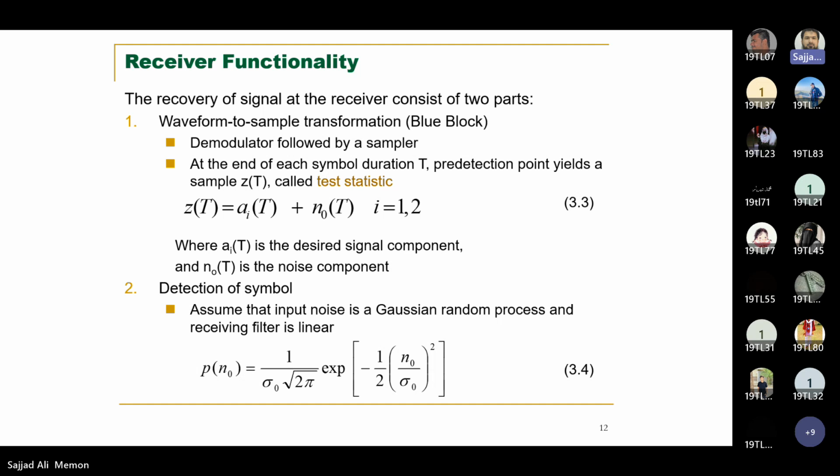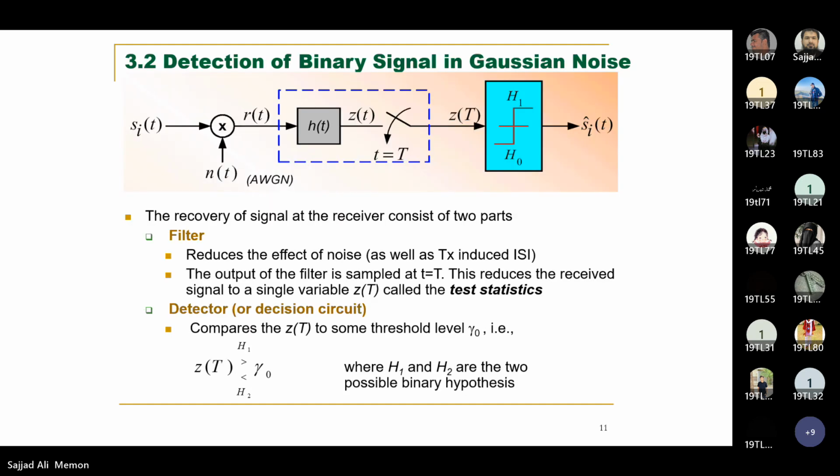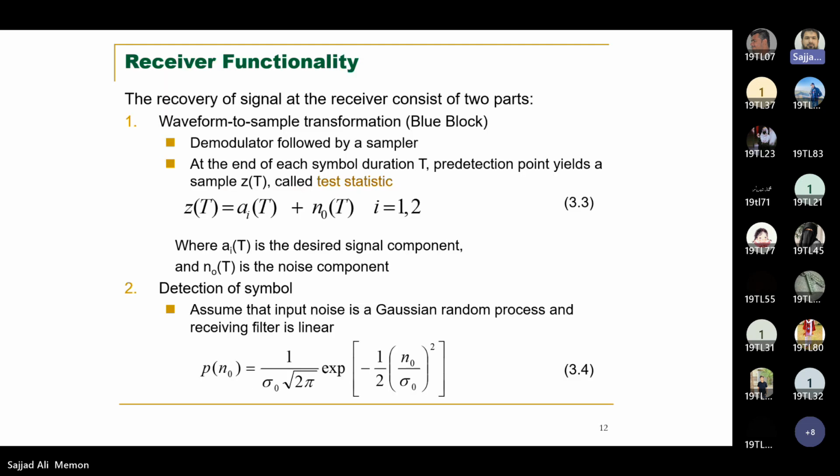So the recovery of the signal at the receiver consists of two parts. First is the waveform to sample transformation, that is the blue block diagram in the previous figure, where we convert the received waveform into the sample. As you can see, R of t is a received waveform, but here we only allow one sample, and that we call the test statistic, and that will be decided in the detector whether it matches hypothesis H1 or hypothesis H2. A demodulator followed by a sampler at the end of each symbol duration T yields a sample Z of t, called the test statistic, and that is equal to ai(t) plus n0(t), where i is equal to 1 to 2, where ai(t) is the desired signal component.